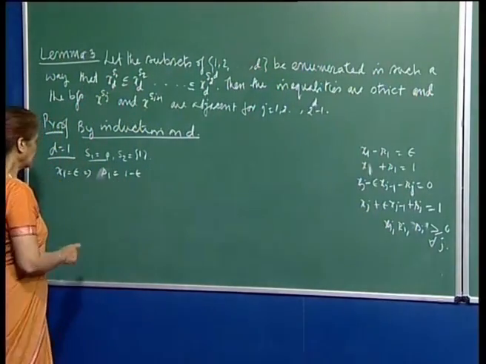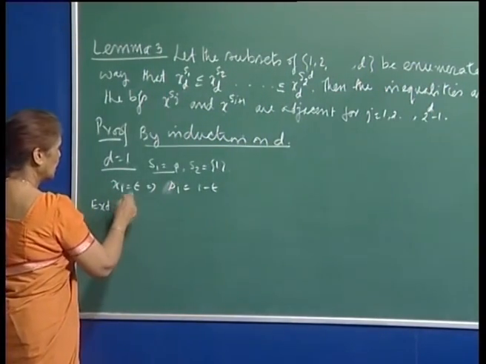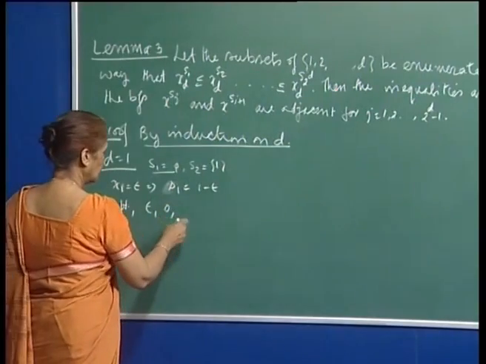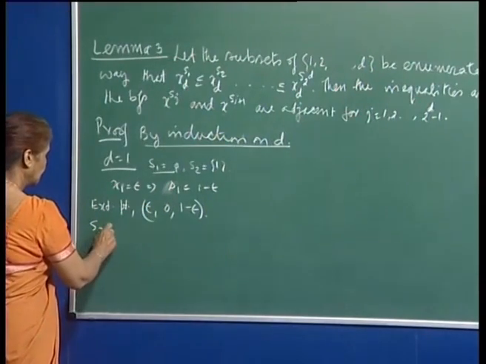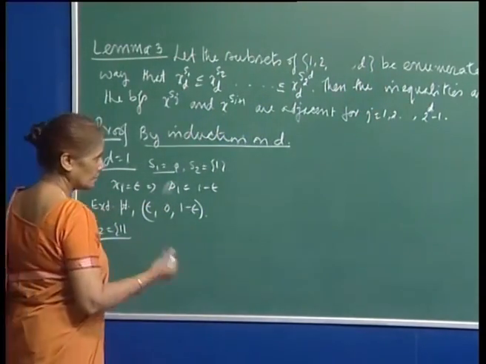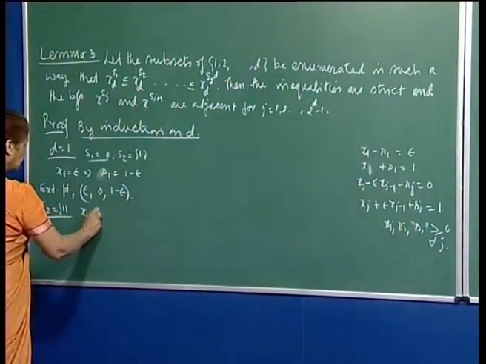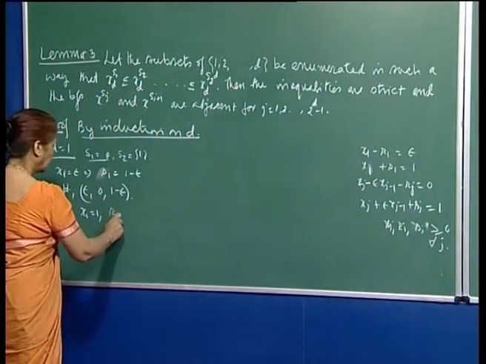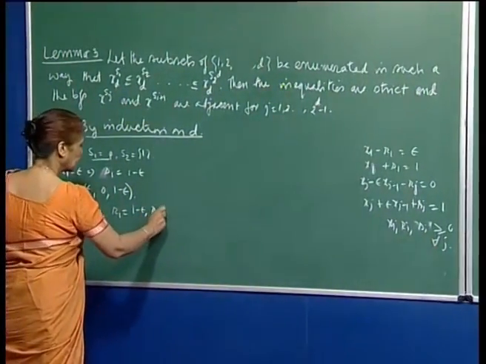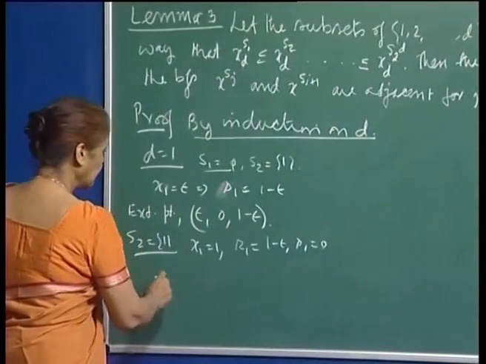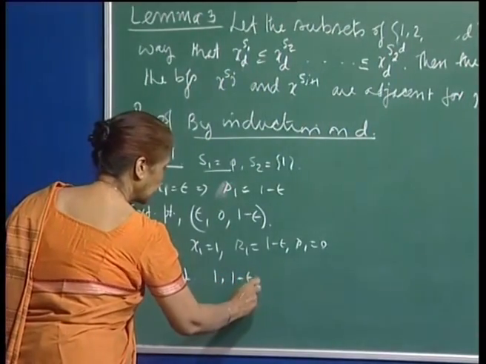1 minus epsilon. So, the corresponding extreme point will be epsilon, then 0 and 1 minus epsilon, right. And for S2 equal to 1, R1 is there, S1 is 0. So, then X1 becomes 1, right. So, X1 is 1, and that gives you R1 as 1 minus epsilon, and S1 is 0, right. So, the corresponding extreme point here is 1 minus epsilon and 0.